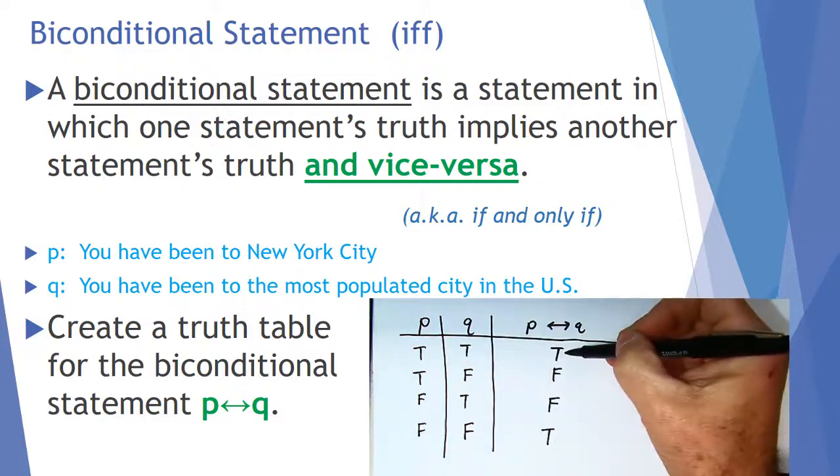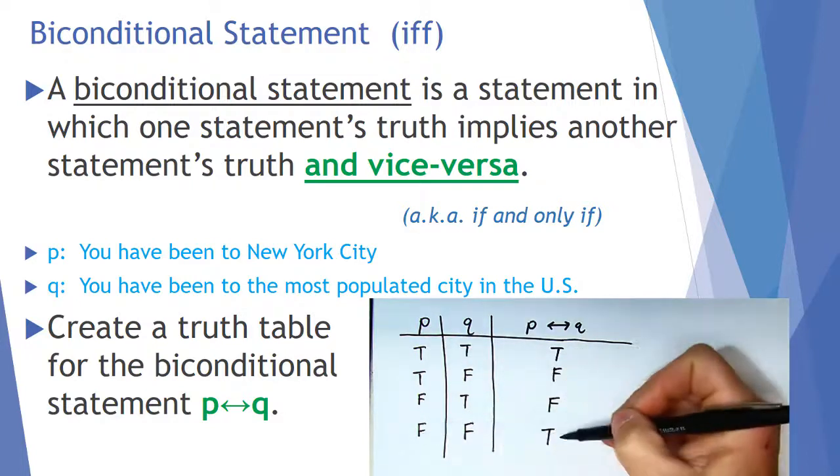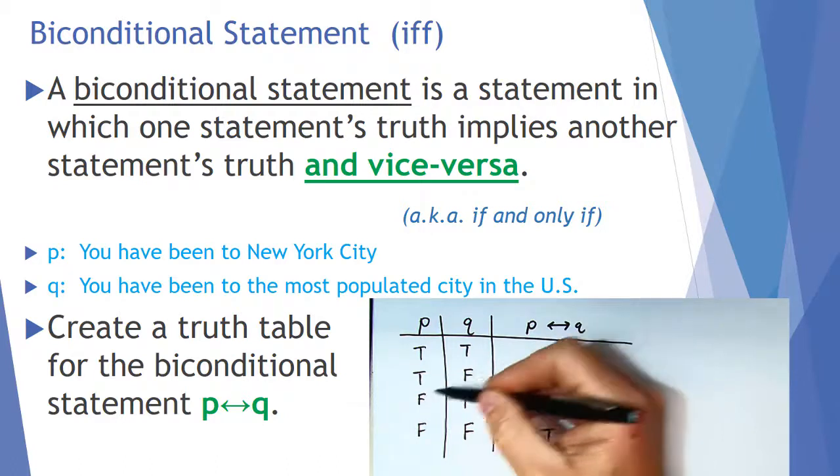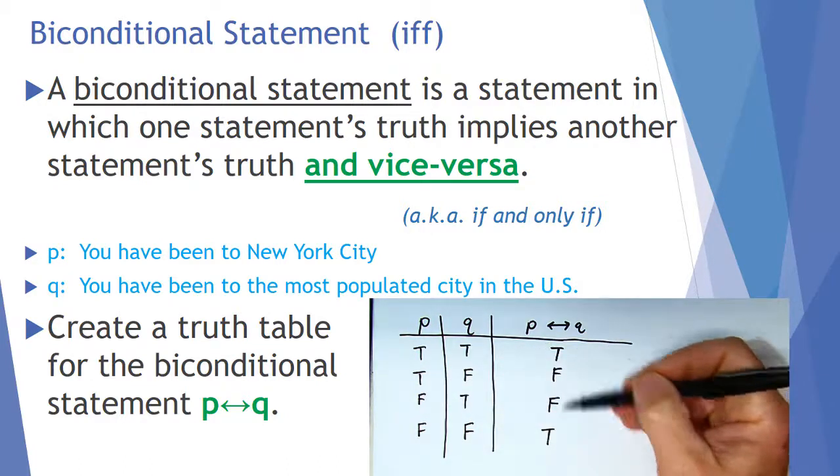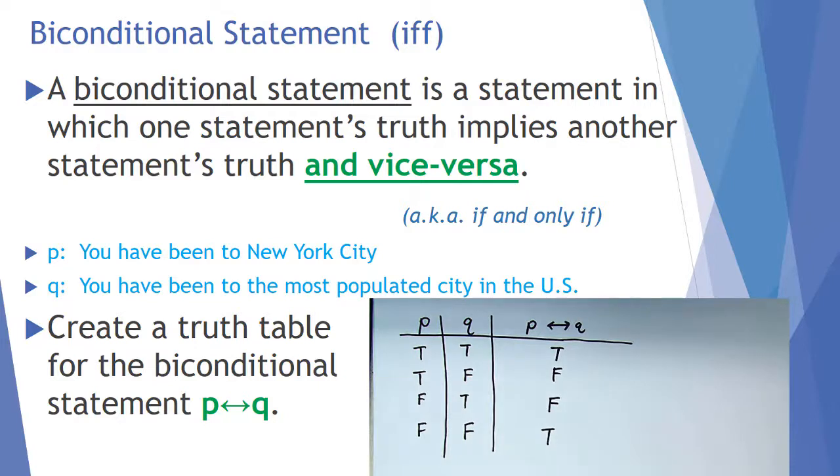True and true, that's a true. False and false, that's a true. But true, false, or false, true, those are both false. Our conditions don't match, and so we get false results on those. And a biconditional is generally an easier one to understand than a simple conditional statement.